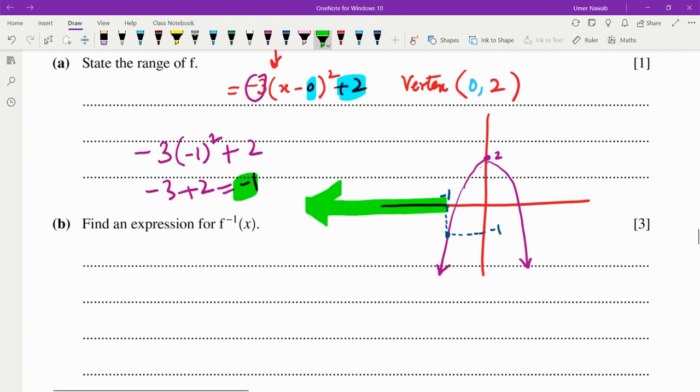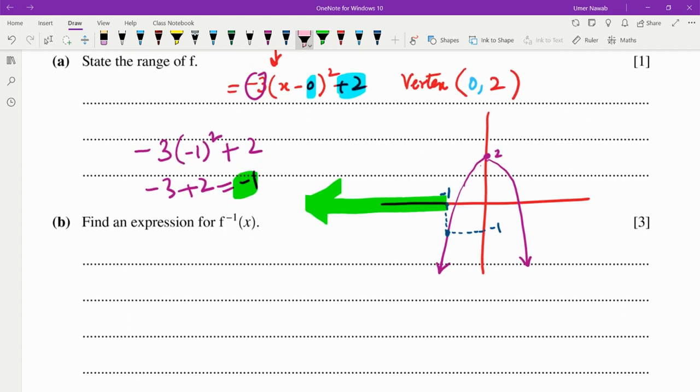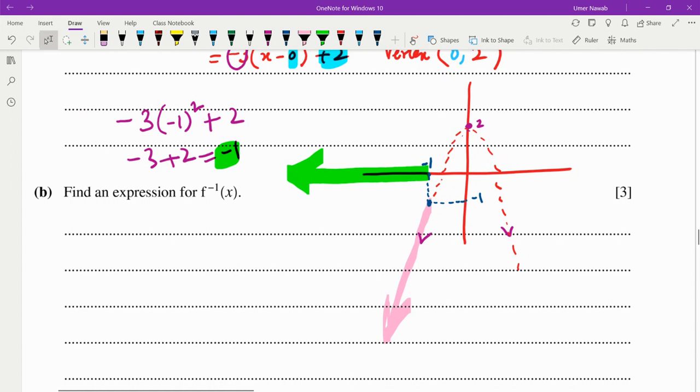So what type of a curve will be formed in this situation, guys? This type of a curve will be formed. Now I need to erase everything. Look at that. And this part is not included, guys. Only this pink part is included. So my domain is, this is my domain, which is x less than or equal to -1.